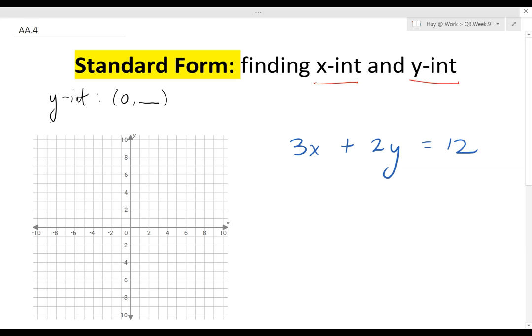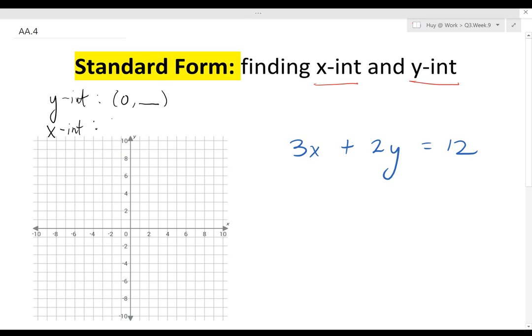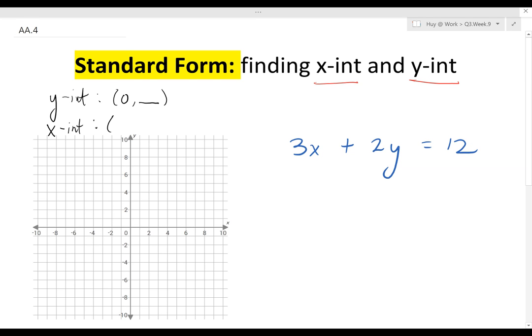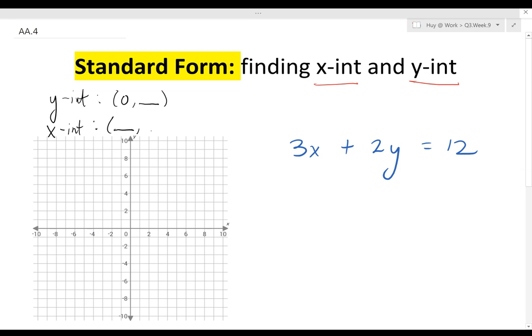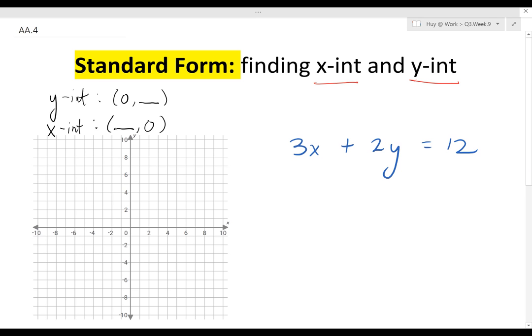So therefore, the x-intercept is going to be the reverse of that, the opposite of that, where there's going to be an x value because it's a point on the x-axis, but it's going to stay on the x-axis, so it's not going to go up or down, so there's no y value.